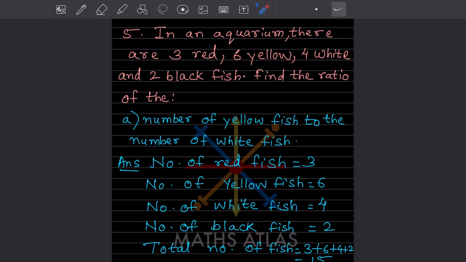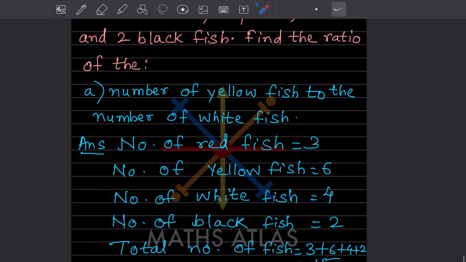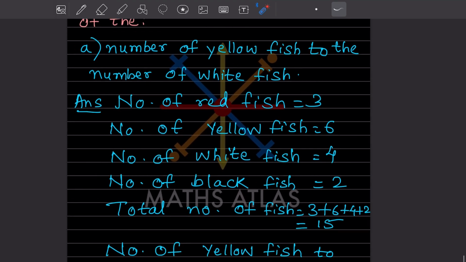So what are you going to do first? After doing all these things, now first you are going to add.